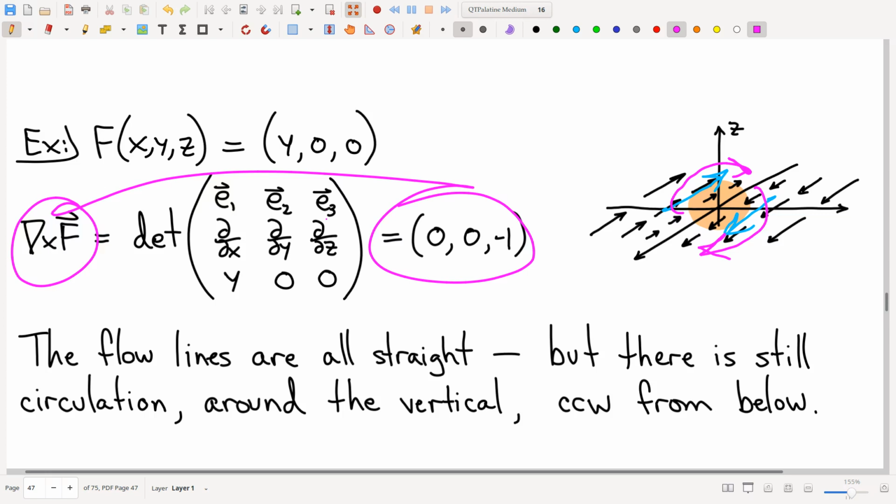So I claim that this, let's see here, we would call this clockwise until you go down and look at it from below, and now it looks counterclockwise. Does that make sense? So that's what I mean here by counterclockwise from below. You always kind of got to think about, if you're in 3 dimensions, you got to be careful of the perspective point.